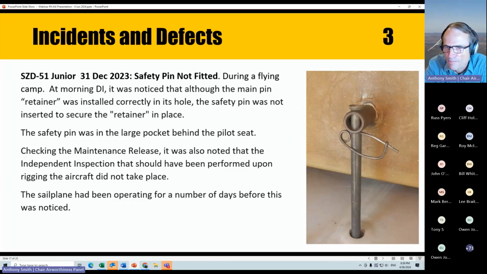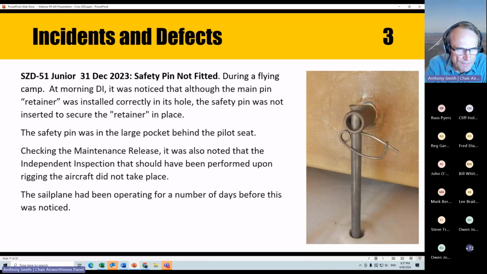Now, the main pin has a sliding T-bar handle. When you fit this, you need to have that handle vertical so that it then drops down into a hole in the parcel shelf. They refer to that as the retainer. So whilst it was installed correctly in the hole, the safety pin, which is shown there on the photo on the right-hand side, was not inserted to keep that retainer in place or stop the handle from rising up out of that hole.